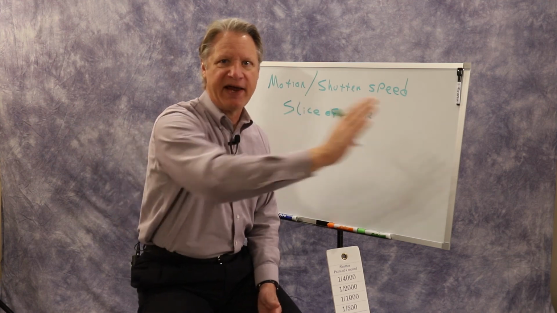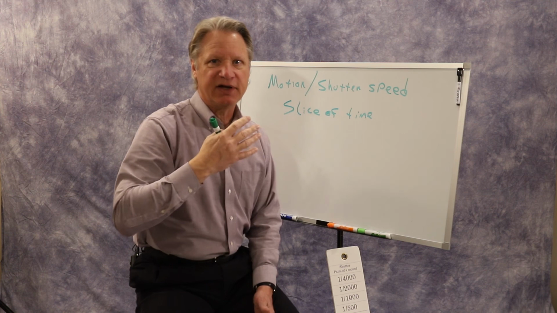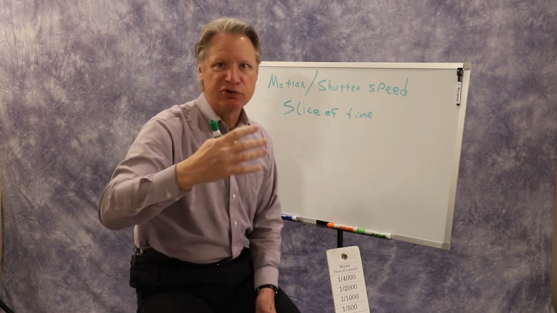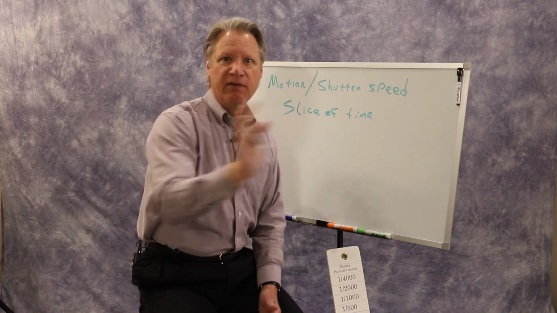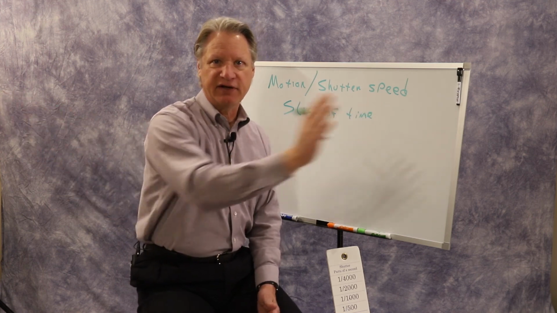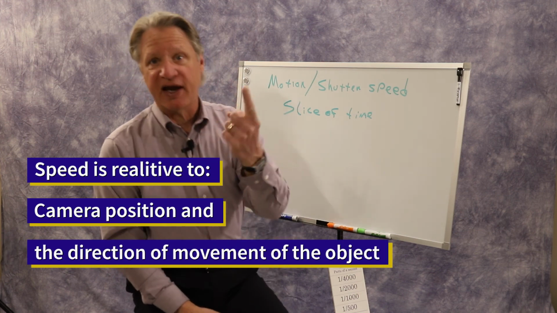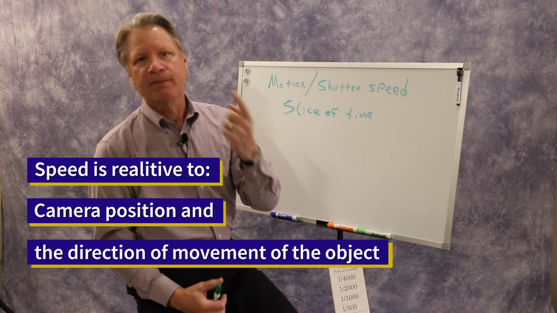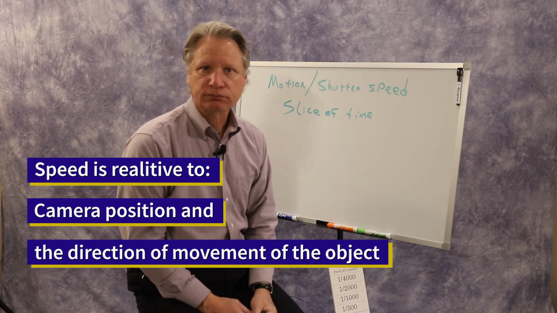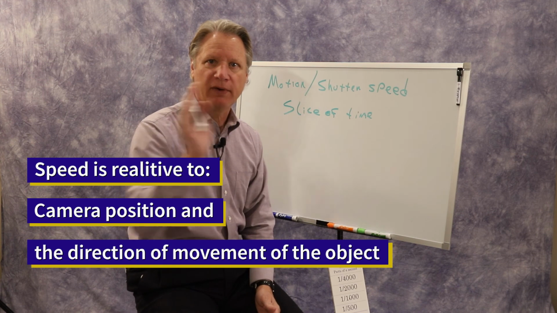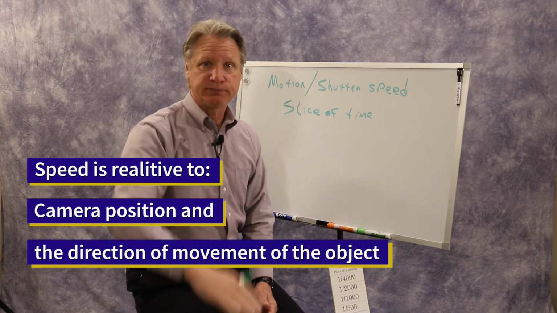Now I'm trying to move my hand about the same speed, right? But it doesn't feel as though it's moving quickly as I move it towards or away from the camera. But as I move it across the camera, it looks like it's going pretty fast. So you get the idea. Speed is relative to camera position and direction of movement of the object. Is it moving closer, further away, or laterally across, left to right or right to left, or top to bottom?